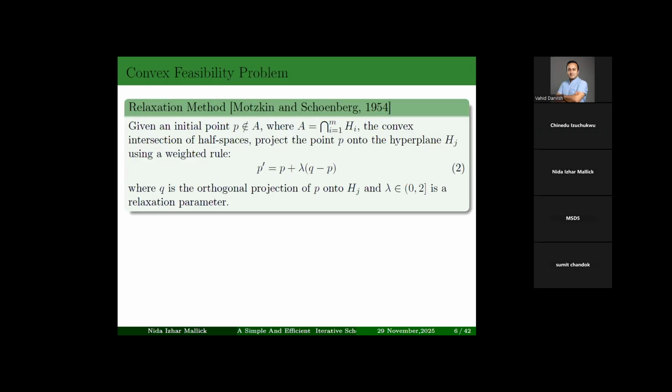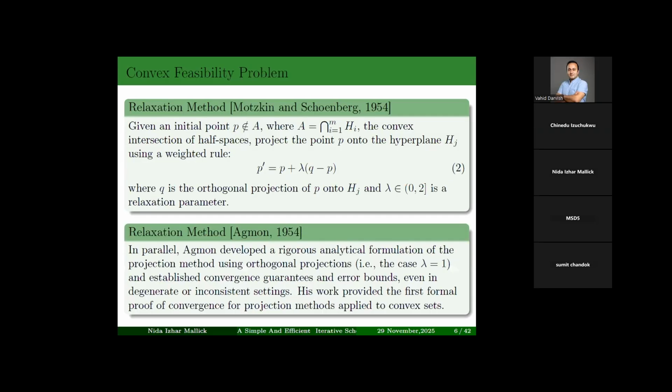So in the same year, after a few months, there came Agmon, who used orthogonal projection, especially the case for lambda strictly equal to 1. The same method, but it took lambda strictly equal to 1 and provided the first rigorous convergence proof for projection technique applied to convex sets. So this way the foundation for projection methods was understood.